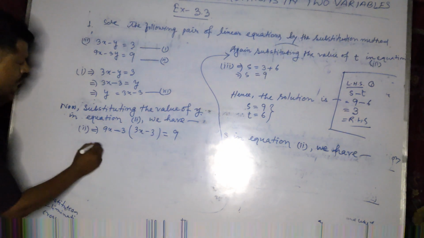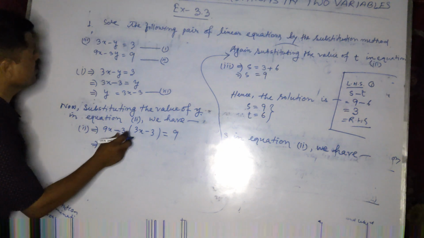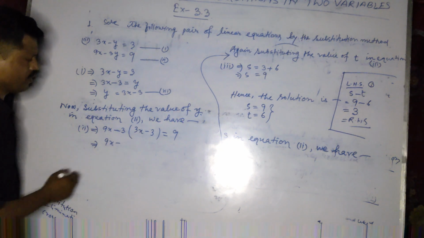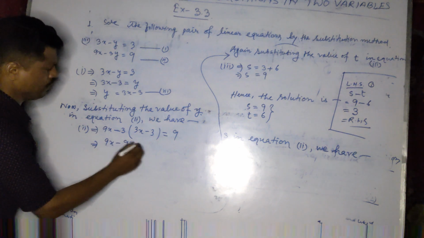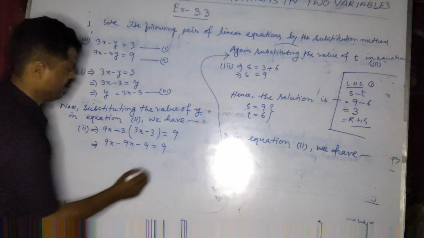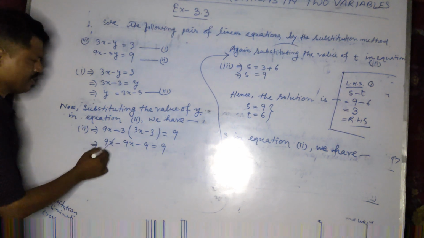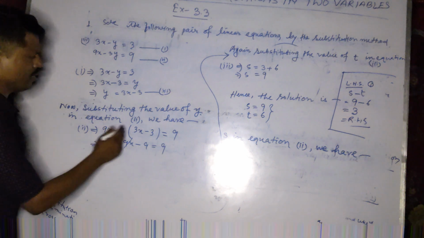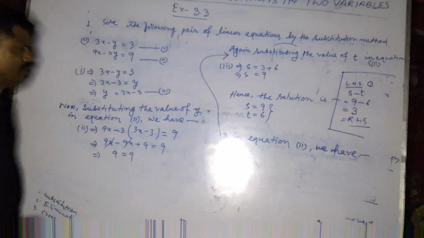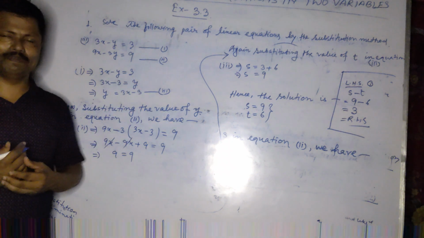So now 9x minus 3 into 3x, that means 9x minus 9 is equal to 9. So 9x minus 9x cancels, and minus minus will be plus, that is 9 is equal to 9. So before solving this, we have to find a ratio.